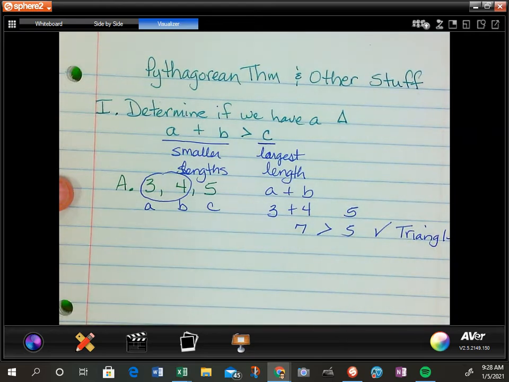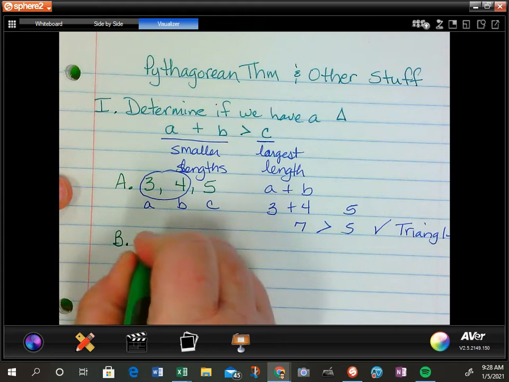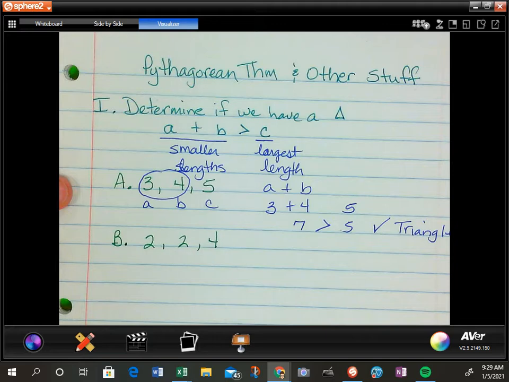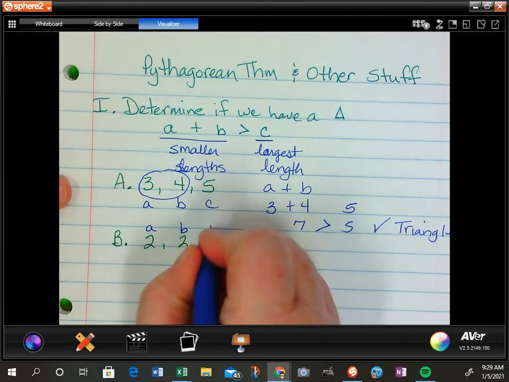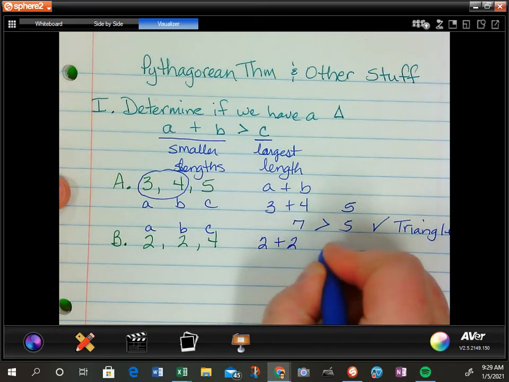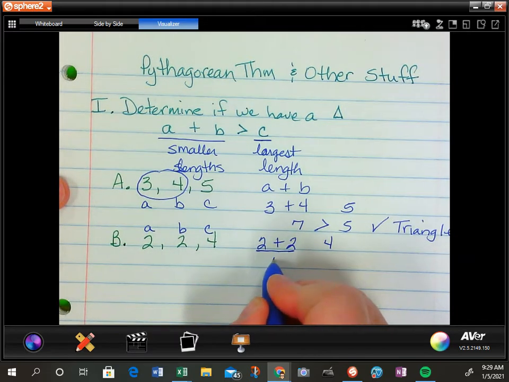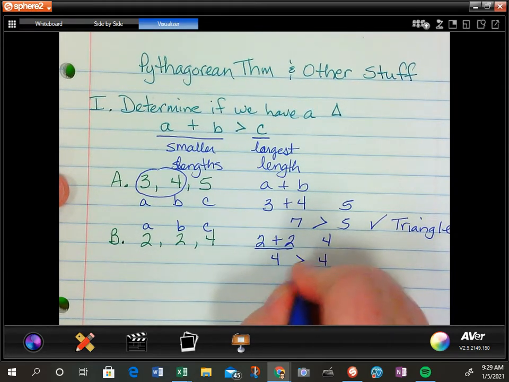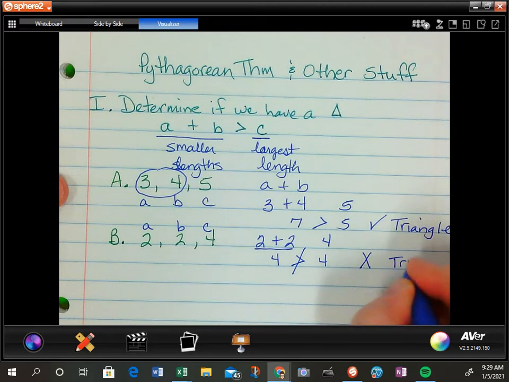Okay, letter B. I have 2, 2, and 4. Once again, I'm going to label them. I'm going to do it on top this one, save some room. A, B, and C. So I'm going to say 2 plus 2 and 4. 2 plus 2 is 4. 4 and 4, this is not true. So no, I do not have a triangle.